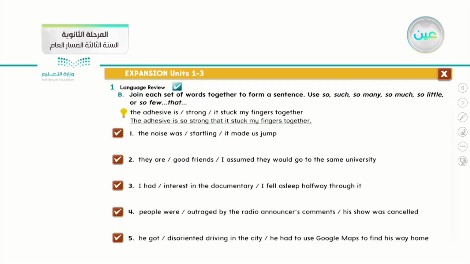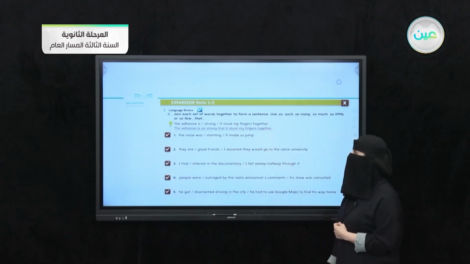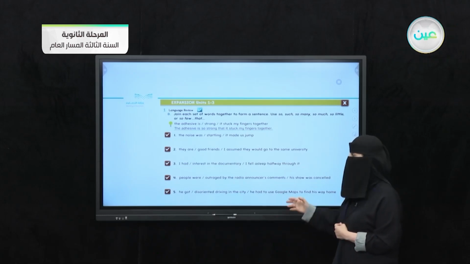Let's see. Number one: the adjective is strong. It stuck my fingers together. How do they join this sentence? They put so, and they use the conjunction that before the effect of the sentence. So the first part is the cause, and the second part is the effect. Can we apply it for the second, the third, or the end of this list? Yes, we can apply it. Let's begin.